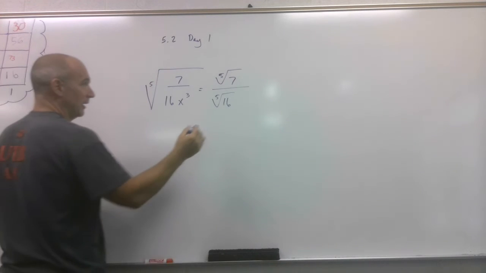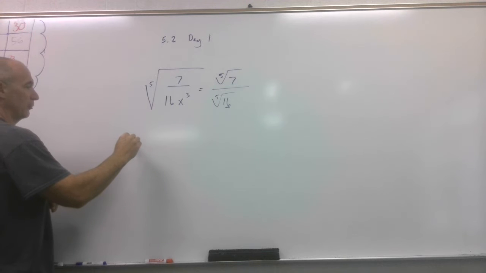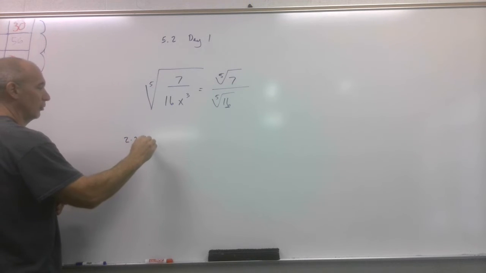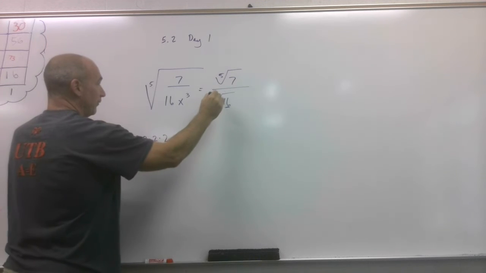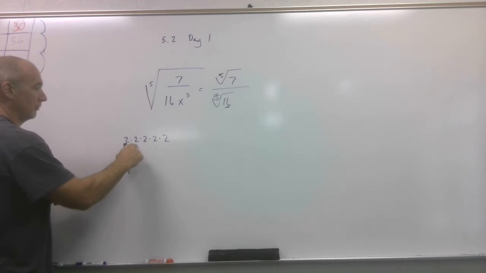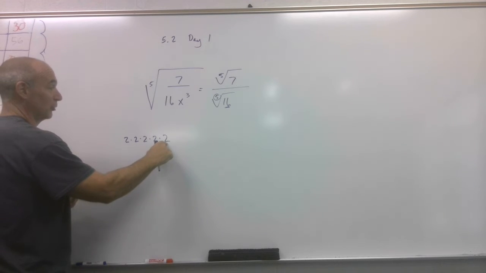I want you guys to think about this. 2 definitely goes into 16, but if we go 2 times 2 times 2 times 2 times 2, remember, 5th root, I want to go 2 times 2 is 4, 4 times 2 is 8, 8 times 2 is 16, 16 times 2 is 32.